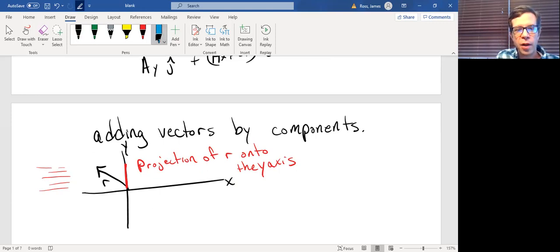So now if we imagine light coming from here, then the projection of R onto the X axis would be its shadow here. Oops, wrong color. Need to be on blue.